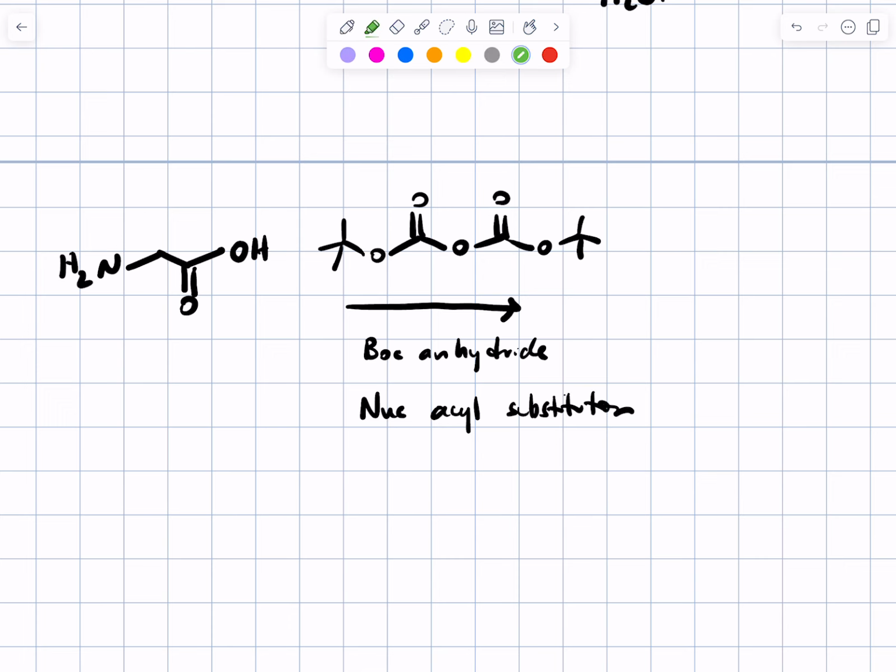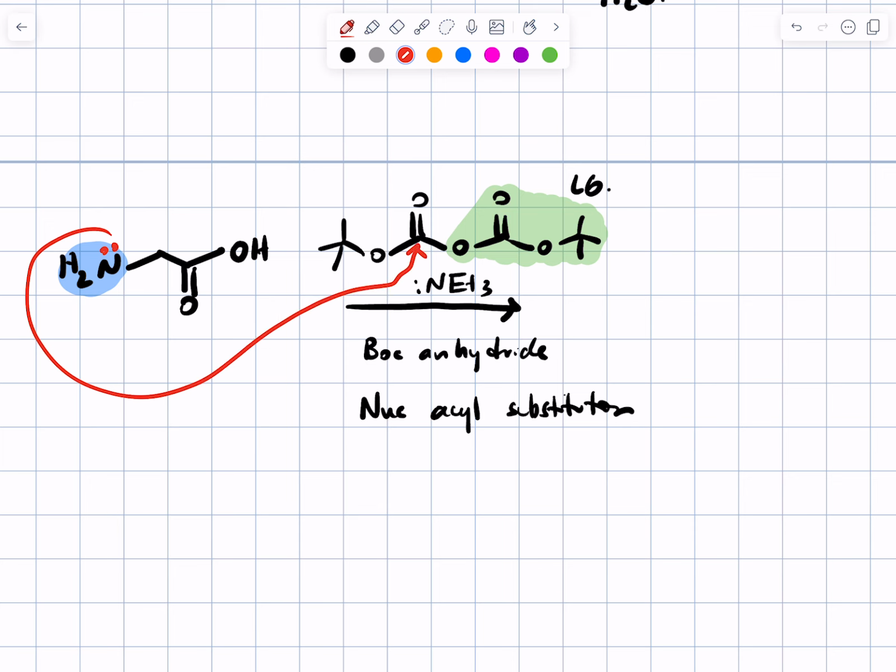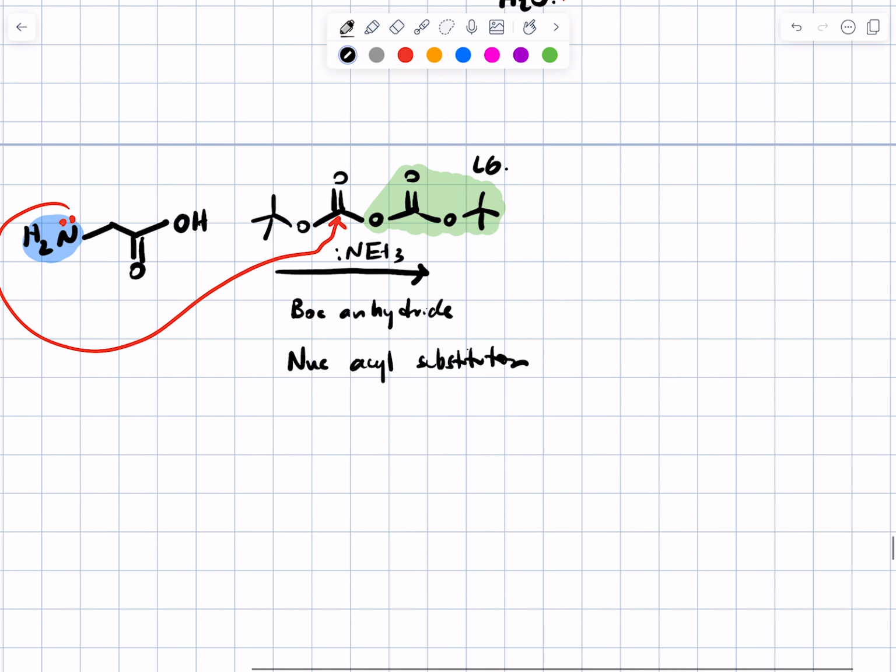You can think of all of this as a leaving group. Usually you need some amount of a non-nucleophilic base like triethylamine. Nitrogen is going to be your nucleophile. Nitrogen's more nucleophilic than the oxygens of the carboxylic acid. Nitrogen is going to attack the carbonyl carbon to give a tetrahedral intermediate. There'll be some proton transfer and the leaving group leaves. And then what you're left with is your amino acid.